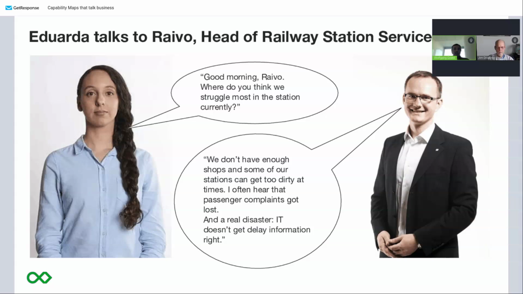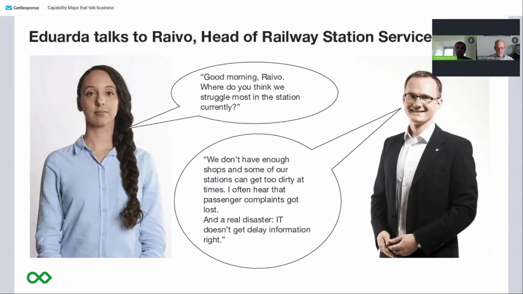So finally, Eduarda goes 2 floors deeper and meets Raivo, head of railway station services. And she asks Raivo, hey, Raivo, what's your opinion? I mean, you're head of railway station services. Where do you think we struggle most in the station? Because Paola said we need to focus on the experience in the station, and you are responsible for the experience in the station. What's your opinion?